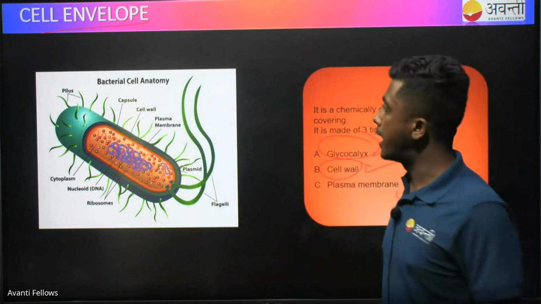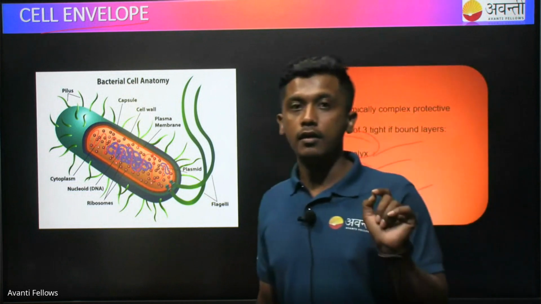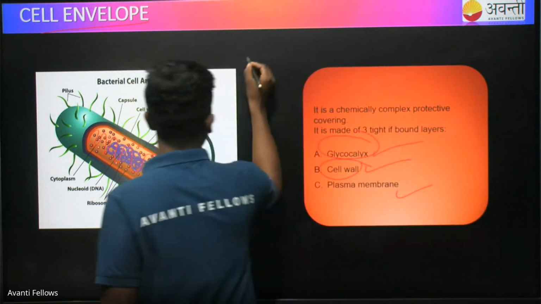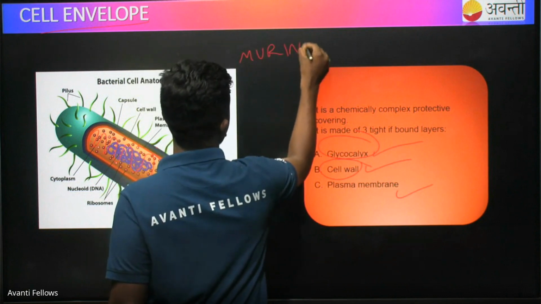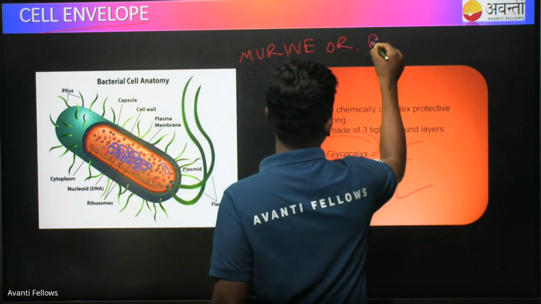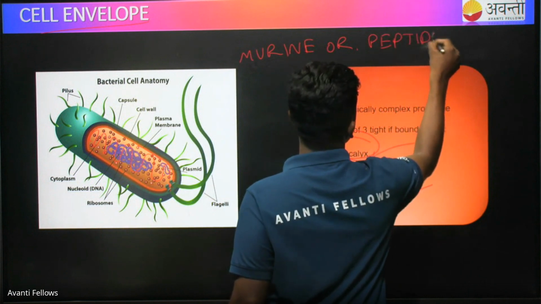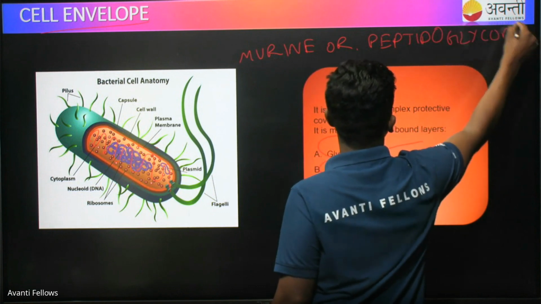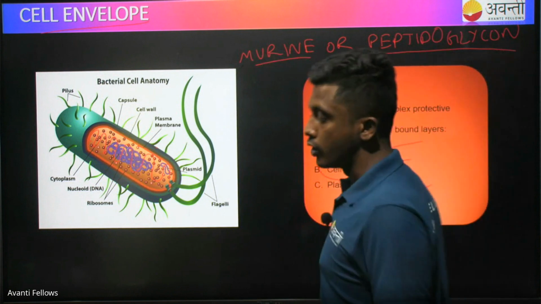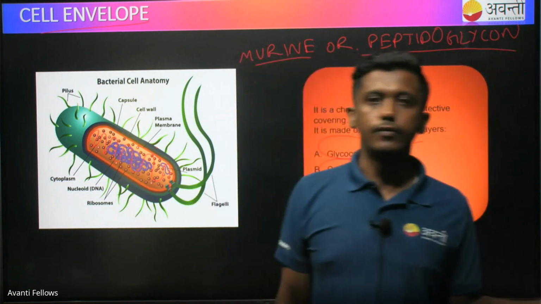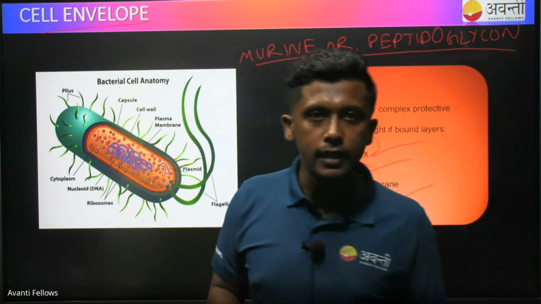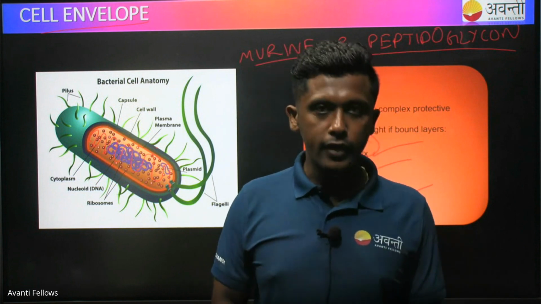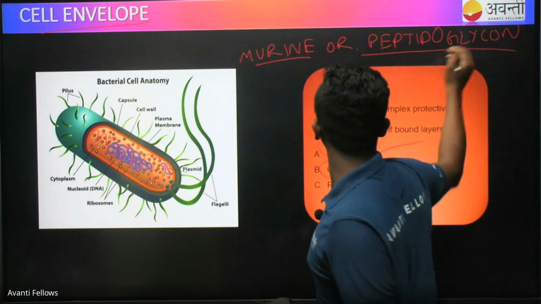The cell wall of the bacteria is a very important area of interest. Why? Because the bacterial cell wall is made up of murein or peptidoglycan. If I ask you what the cell wall of a plant is made up of, you will tell me it is made up of cellulose. Similarly, if I ask about the cell wall composition of a prokaryote or a bacteria, it is mostly made up of murein or peptidoglycan.